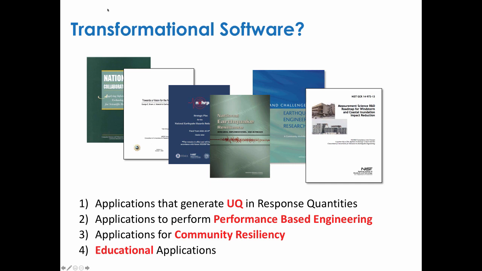So what software is needed to effect the transformation? Grand Challenge reports published over the last 3 decades all identify certain needs, research needs, to address the challenges. In particular for software, the reports all identify somewhat similar needs. One is that applications are needed that produce uncertainty quantification measures in the response. Second is that performance-based engineering applications are needed for hazards other than earthquakes. The third was we need to go beyond looking at the response of single buildings. We need to look at the impact hazards have at the regional scale. And finally, tools are needed to educate our students and engineers.